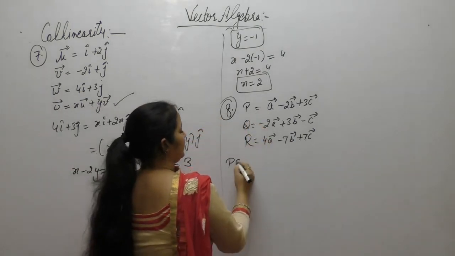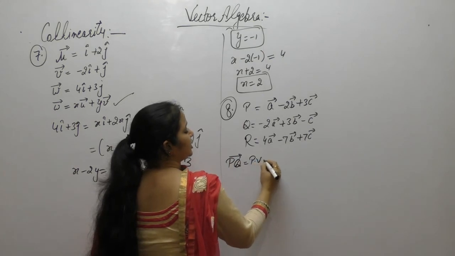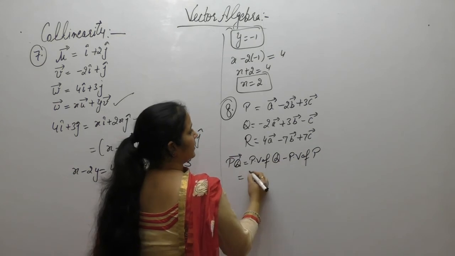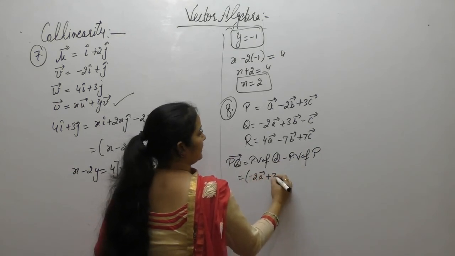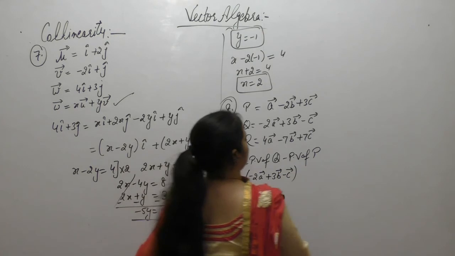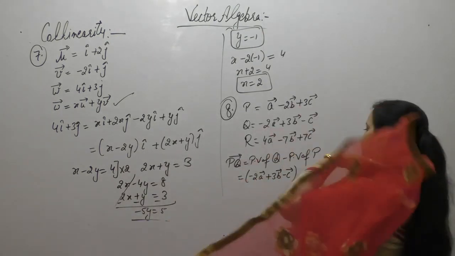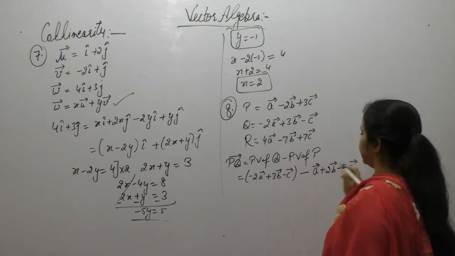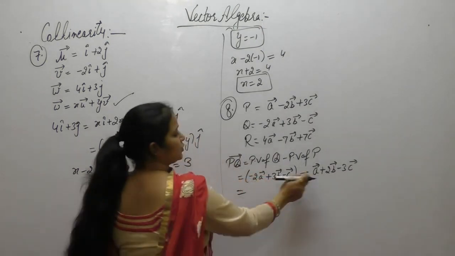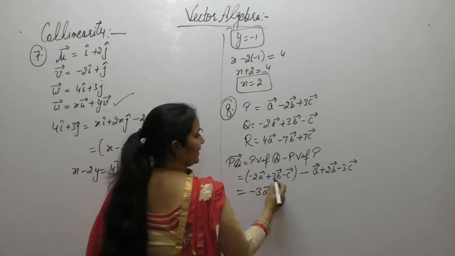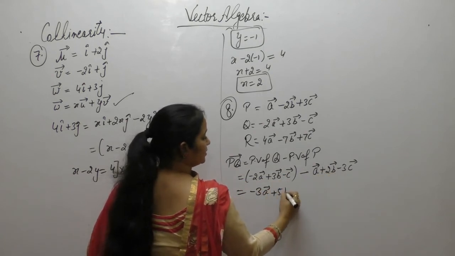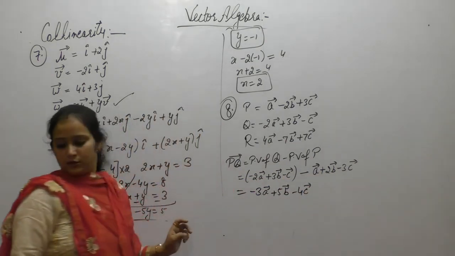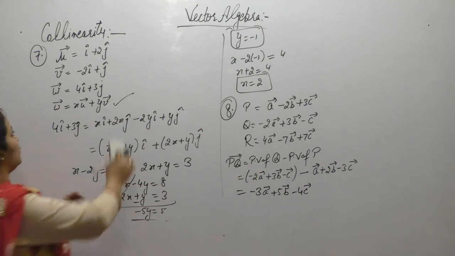Now first find PQ vector, that is position vector of Q minus position vector of P. Minus 2a plus 3b minus c minus position vector of P, change the sign, plus 2b minus 3c. So what we get? Minus 2a minus a, plus 3 plus 2 b, minus c minus 3c. That is PQ.